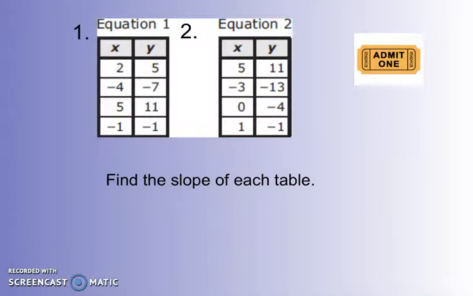What I would like you to do is actually find the slope of these two tables. Okay, so there's only two of them. Just choose two ordered pairs, something that are right next to each other, and then make sure your slope is in simplest form.